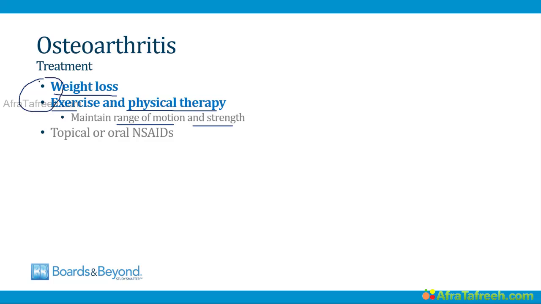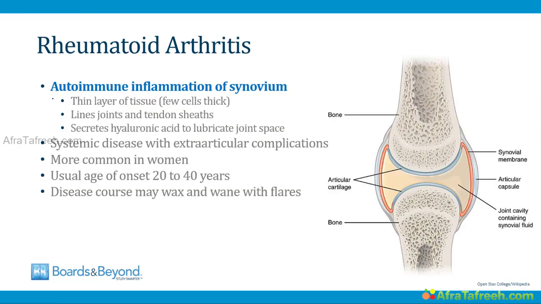When drug therapy is used for severe or refractory symptoms, it's often with NSAIDs. There are topical and oral NSAIDs that can be used, and then beyond NSAIDs, there are other drugs that are used for OA. Okay, moving on, now let's talk about rheumatoid arthritis.